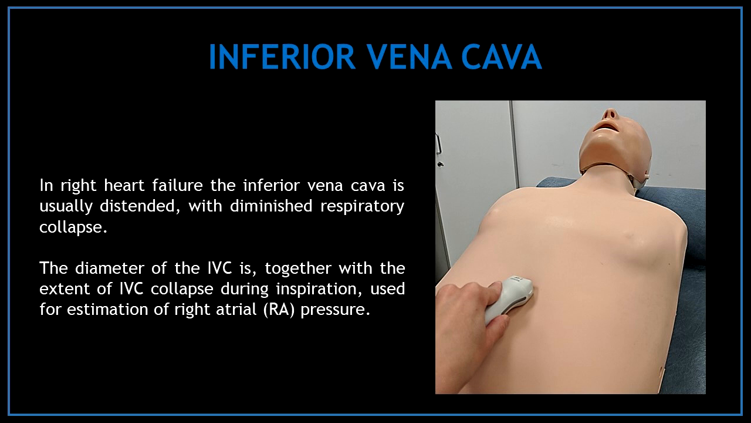The diameter of the inferior vena cava is, together with the extent of IVC collapse during inspiration, used for estimation of right atrial pressure.